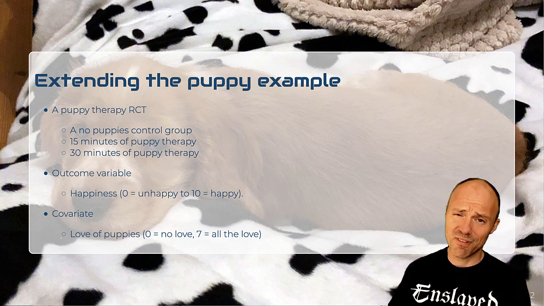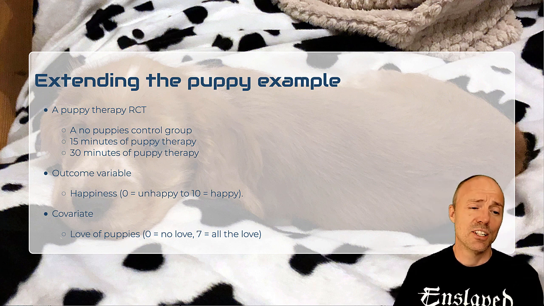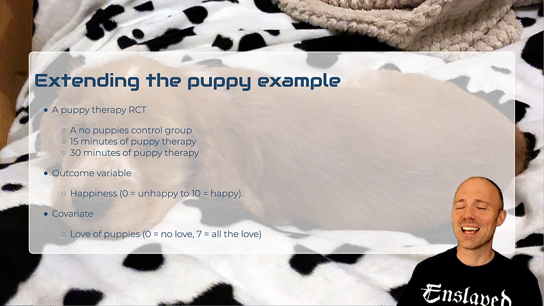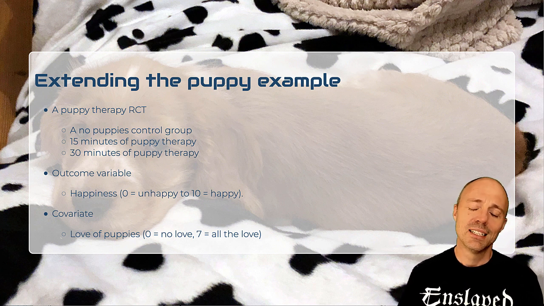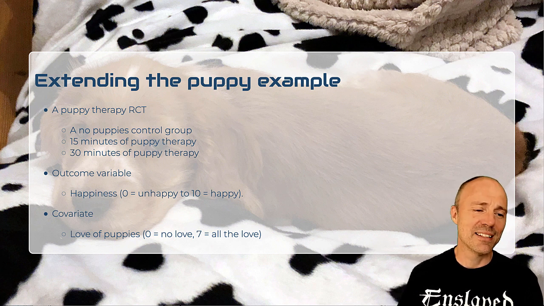You might also remember, if you've watched those lectures, that the outcome variable was a happiness measure, ranging from 0, very, very unhappy, to 10, very, very happy. In true psychology style, we just measured on a 10-point scale. Answers on a postcard as to how valid or meaningful that is.